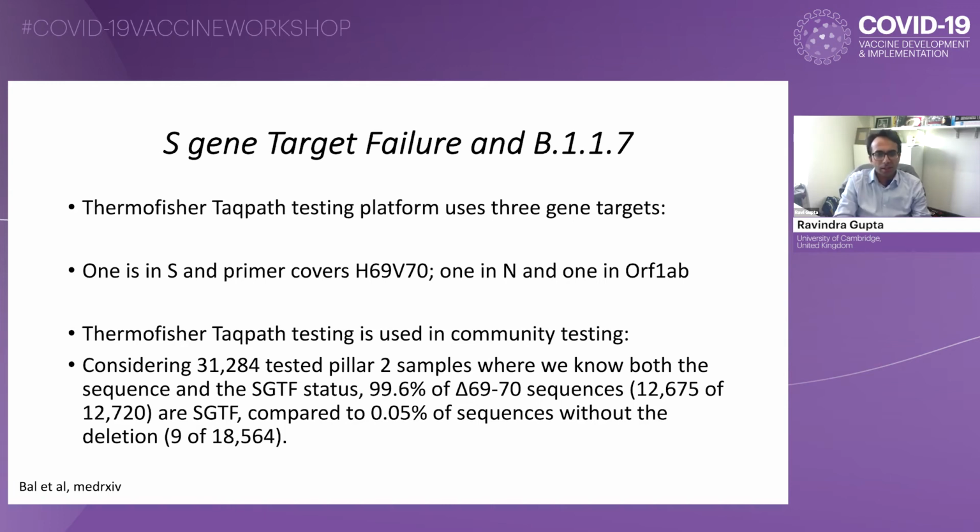And when they retrospectively looked at over 31,000 samples from the community and looked at the S-gene target failure status, they realized that nearly all of the Delta 69/70 sequences were cases of S-gene target failure after sequencing, compared to very few sequences which had S-gene target failure in the absence of deletion. So this suggests to us that the S-gene target failure was due to the deletion 69/70.